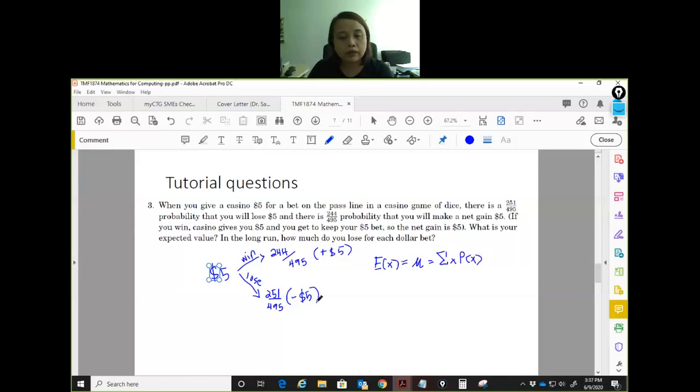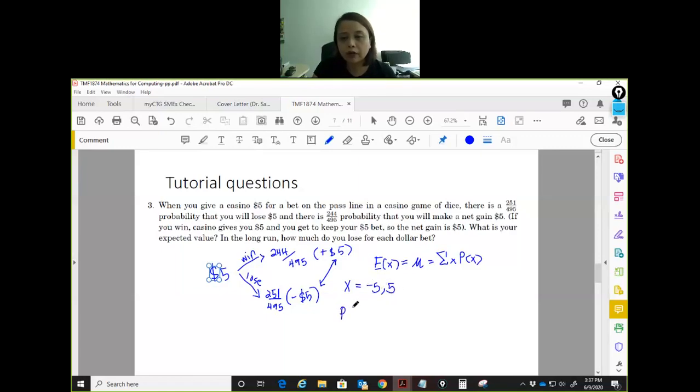Okay, so we have to decide what our x is. Our x must be related to how much you will gain or how much you will lose. So for this case, our x, positive 5, will be when we win, and then negative 5 is when we lose. Therefore, our x values will be negative 5 and also 5. I'm omitting the positive sign. So these are the two x values that you will see for your probability.